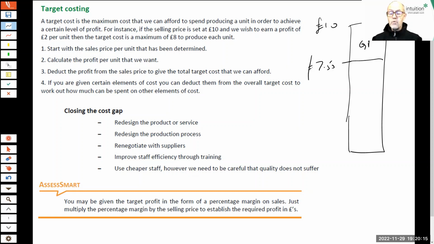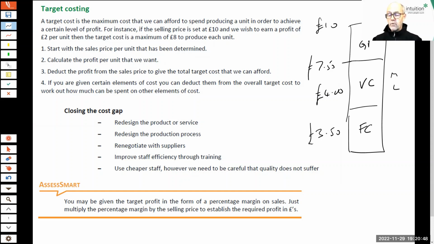Now we might know that our variable cost is, let's say, £4 a unit. Variable costs, that's material and labour. So now we've got left £3.50. And what we know is we can afford to spend £3.50 fixed cost per unit. And this is actually a popular exercise in exams.